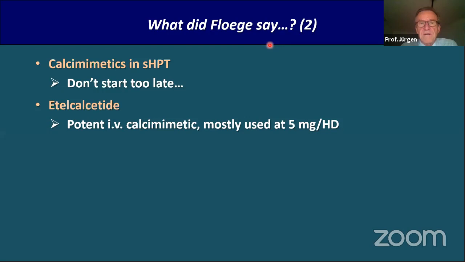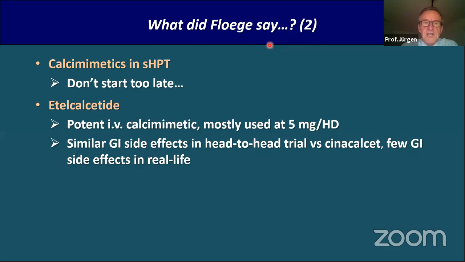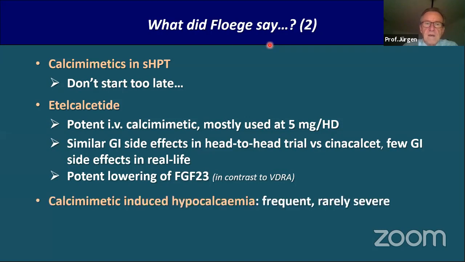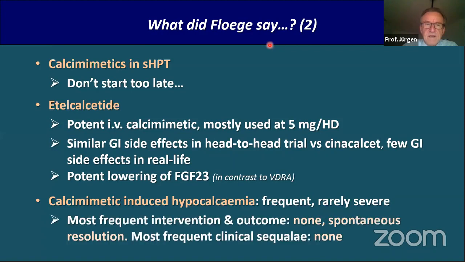Etelcalcetide, very potent IV calcimimetic, mostly used at 5 milligrams after dialysis. Similar GI side effects in the head-to-head trial, but very few GI side effects in real life. It lowers FGF23 potently in contrast to calcitriol, paricalcitol, alfacalcidol. Calcimimetic-induced hypocalcemia, it's frequent, it's rarely severe, and the most frequent intervention and outcome, none, don't care. Spontaneous resolution, and it doesn't really seem to have clinical consequences.